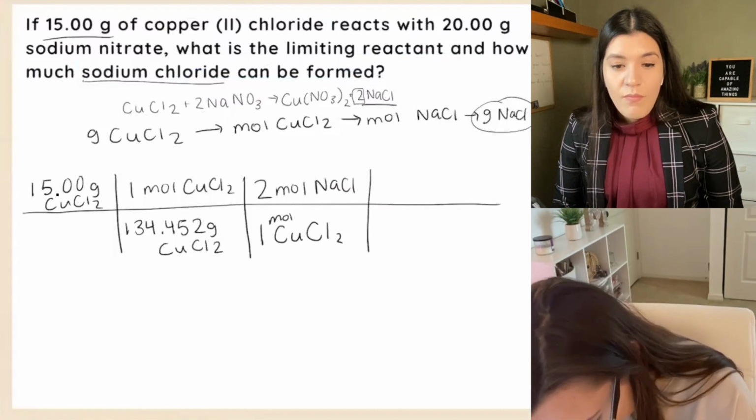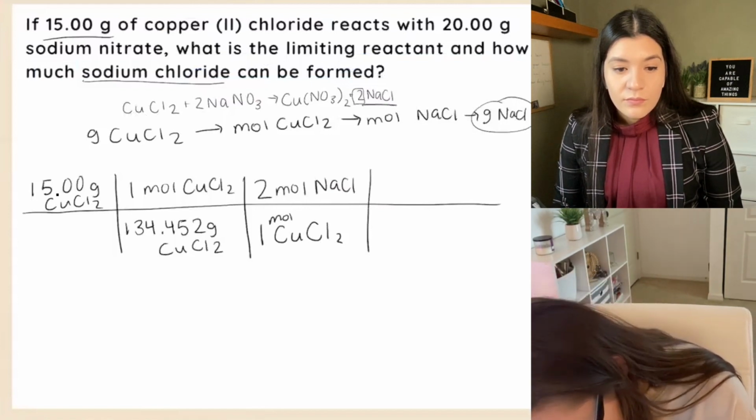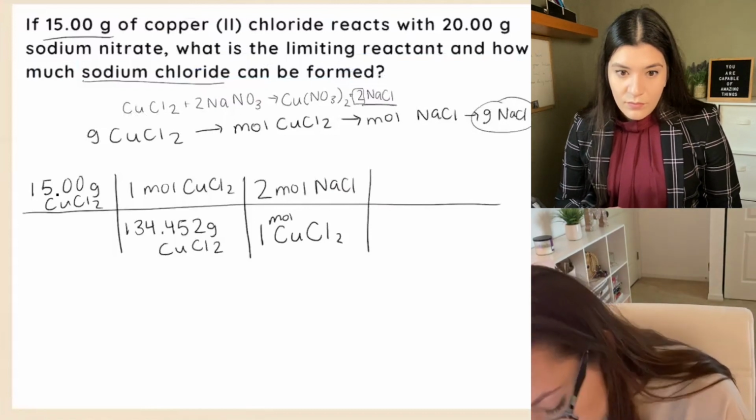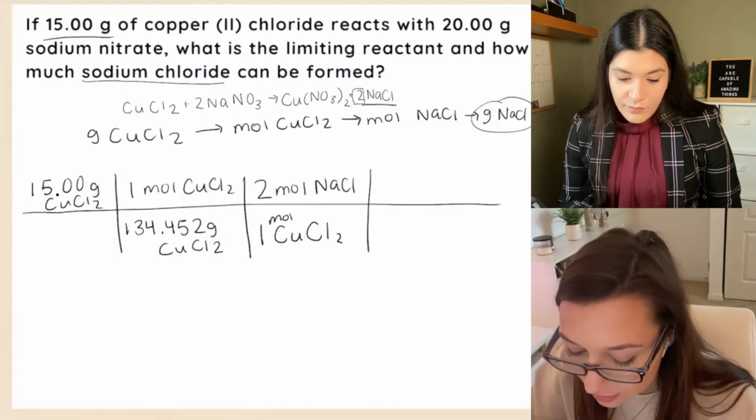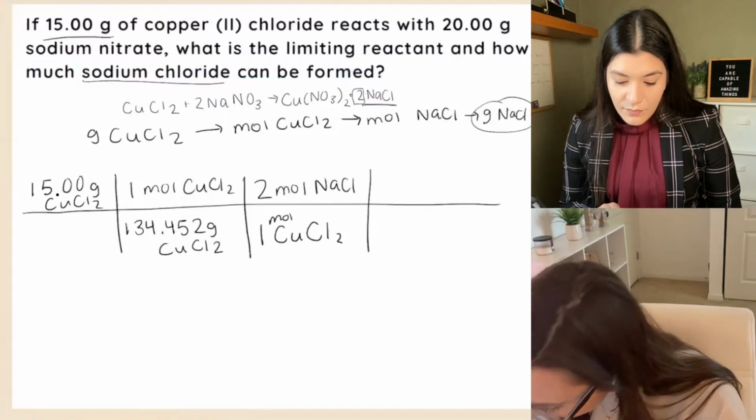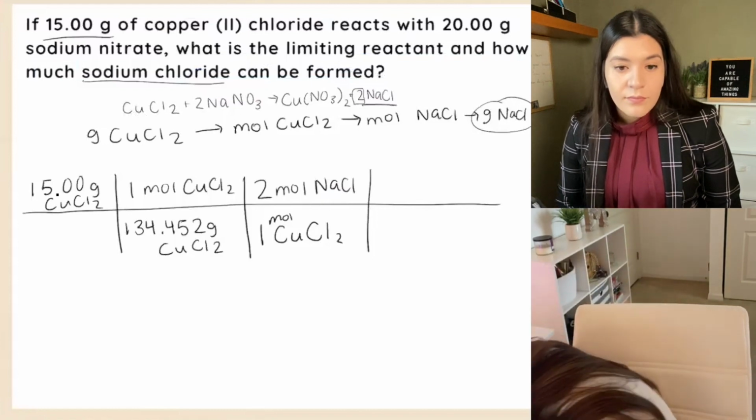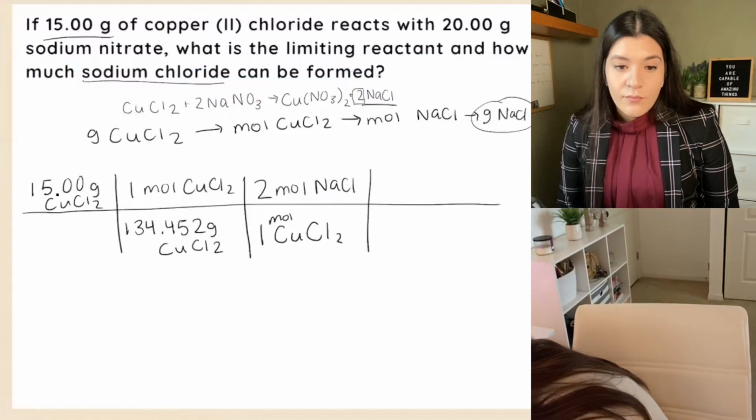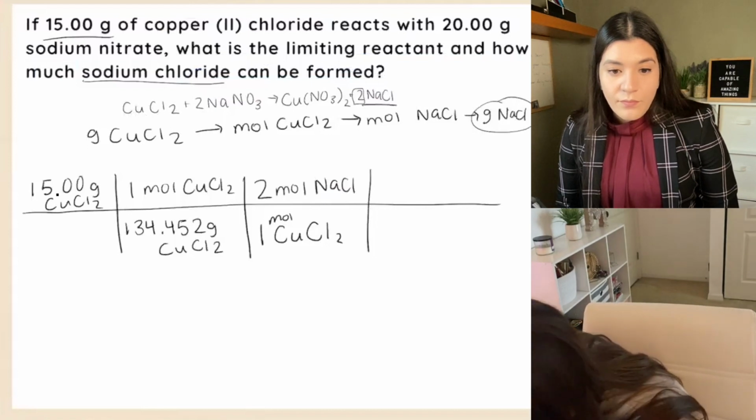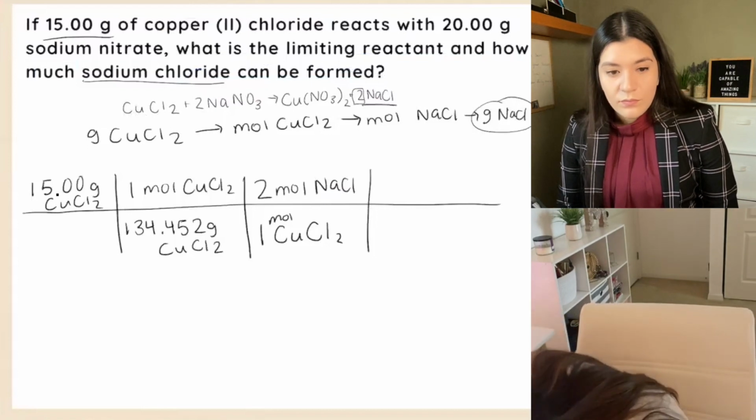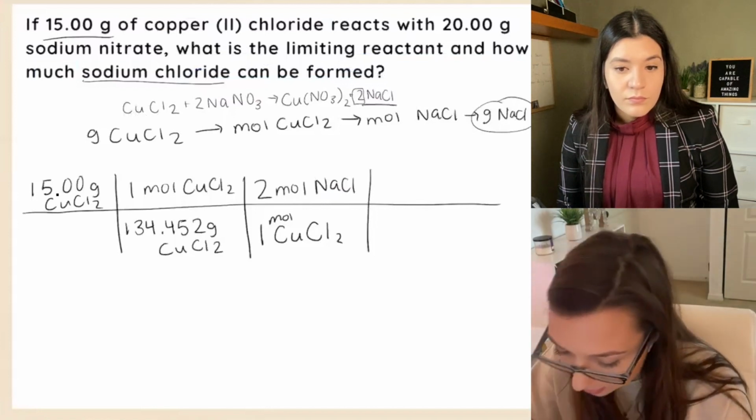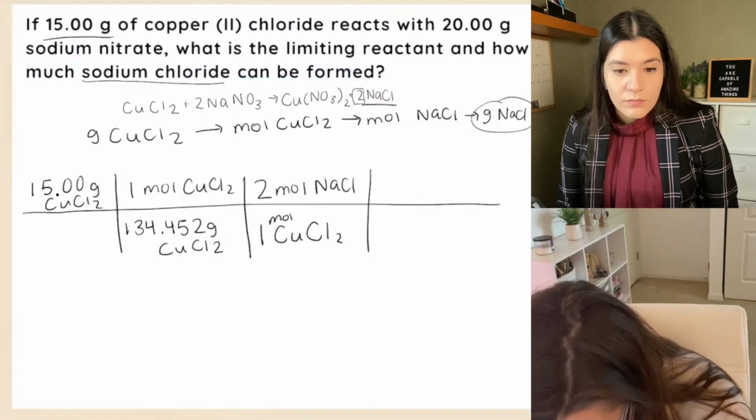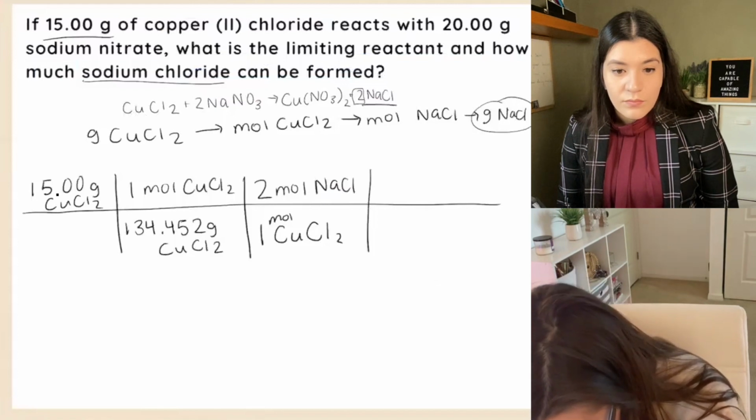Okay, so the last step is to go from the moles of NaCl to grams. So now I have to do the molar mass of the sodium chloride. So 22.990 plus 35. Okay. And that's the grams, so... Yes.